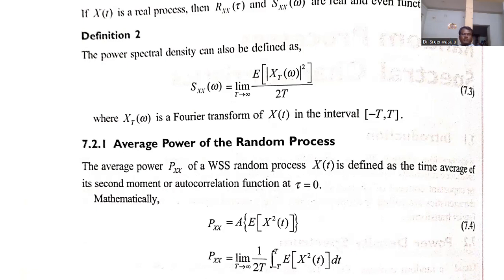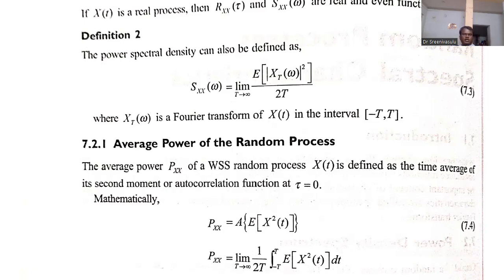So, if you see this formula, the expected value of magnitude of X_T of omega whole square, divided by 2T, depends upon that interval. Suppose it is minus T to T, it is 2T. Suppose it is 0 to T, it is T. So, the limit T tends to infinity. So, this is an alternate way of finding the power spectral density. Usually, from the easy point of view, it is very easy for our calculation purpose to use the autocorrelation.